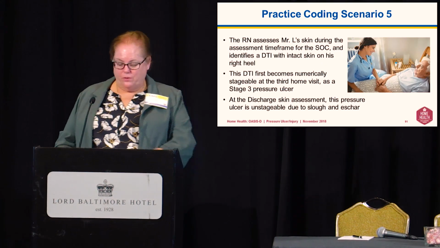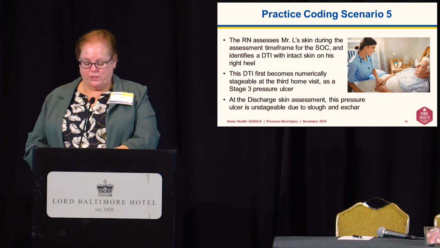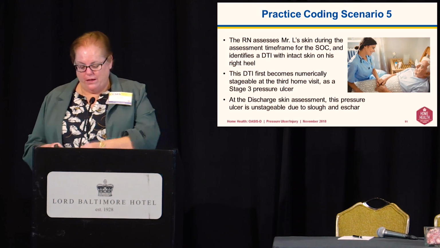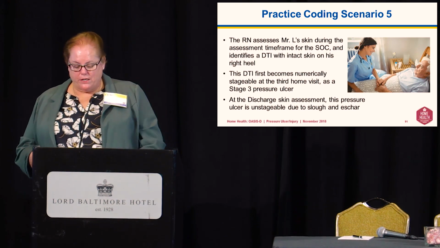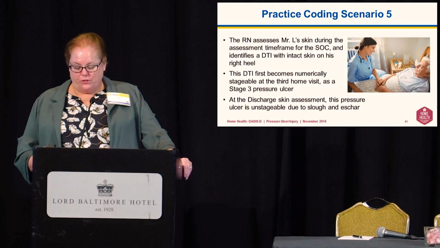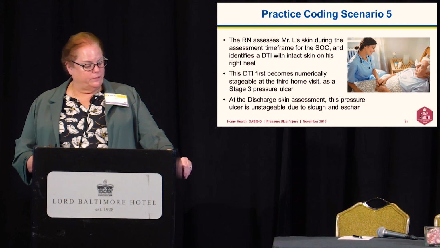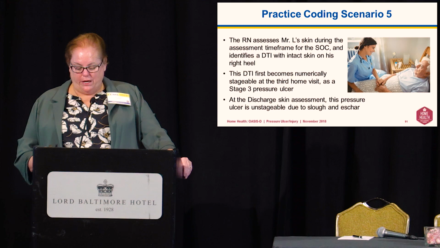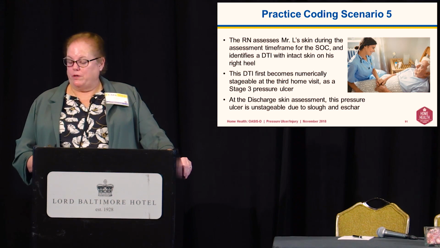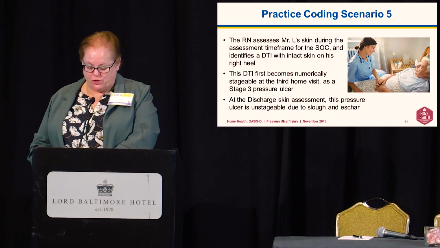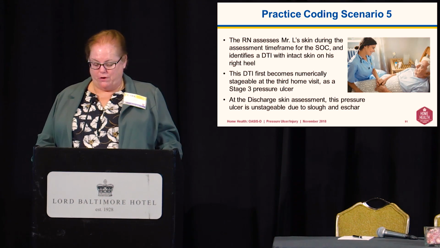All right, let's quickly go through. I think we'll get one more scenario in. Scenario 5. In scenario 5, the RN assesses Mrs. L's skin during the assessment time frame for start of care and identifies a deep tissue injury with intact skin on the right heel. This deep tissue injury first becomes numerically stageable at the 3rd home visit as a stage 3 pressure ulcer. At the discharge skin assessment, this pressure ulcer is unstageable due to slough or eschar.